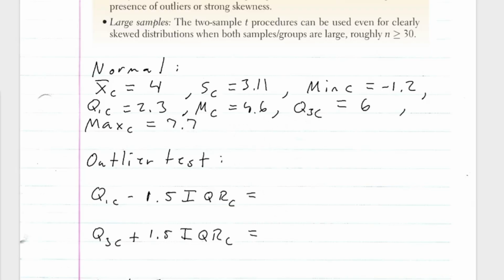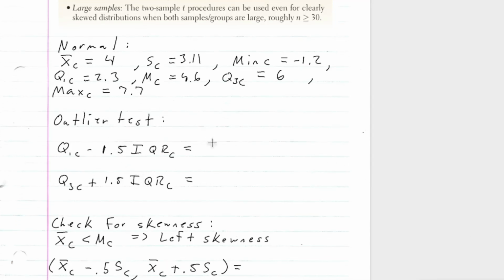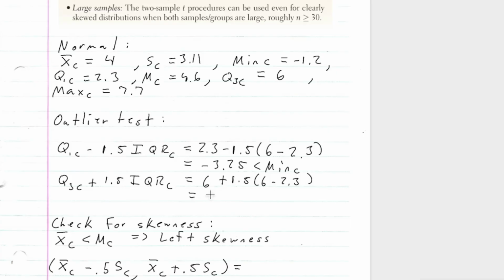So now let's go ahead and do our outlier test. That's quartile 1, which is 2.3, minus 1.5 times the IQR, which is 6 minus 2.3. And this becomes negative 3.25, which of course is less than our minimum, which was negative 1.2. So no outliers left of the distribution. Now let's check the right. So this will be 6 plus 1.5 times 6 minus 2.3, which gives us 11.55, which is bigger than the max of our control group, which was 7.7. So there are no outliers for the control group distribution.